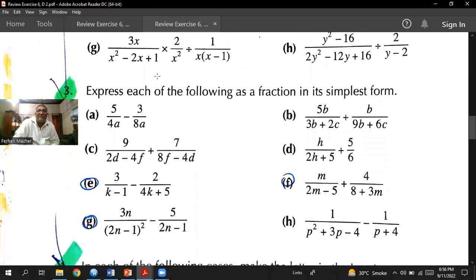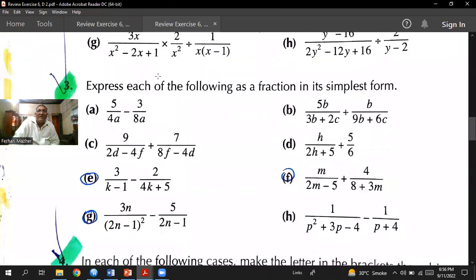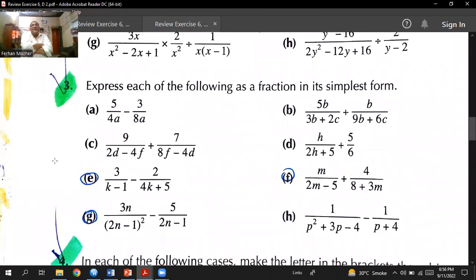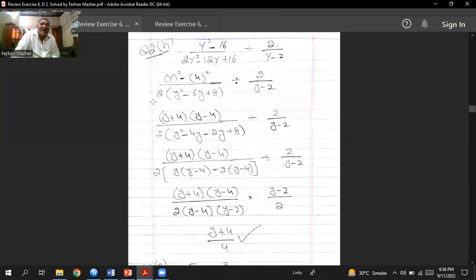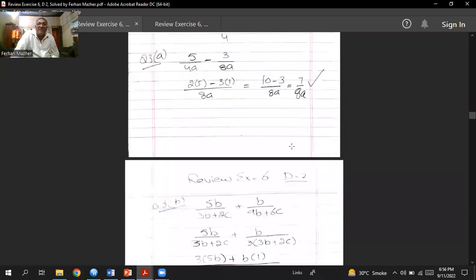The next question coming up on your screen is question number 3. And it says, express each of the following as a fraction in simplest form. Here we have a positive or a negative sign between the 2 or 3 fractions. Okay, so the first two fractions, 5 by 4a minus 3 by 8a. So I will try to make their denominators the same, or you can say I will take their LCM.